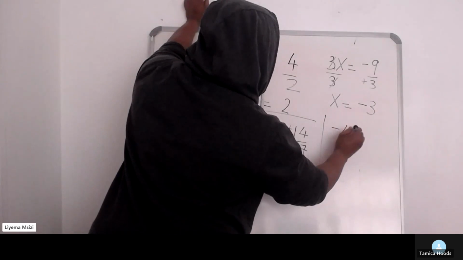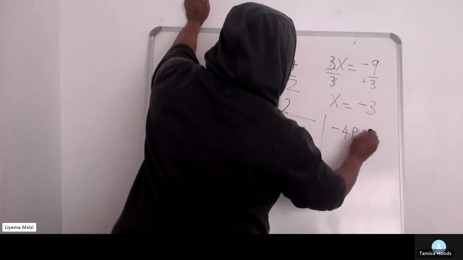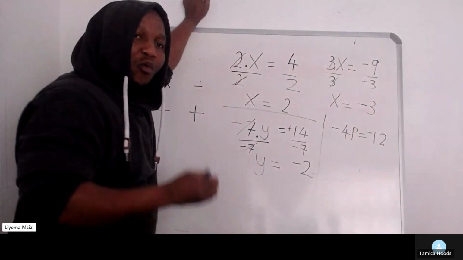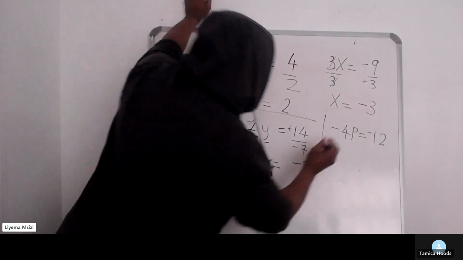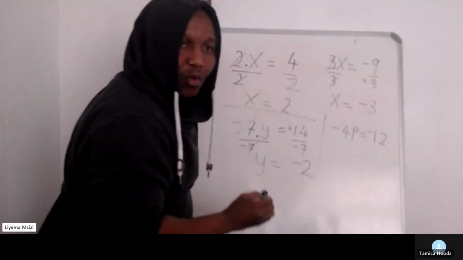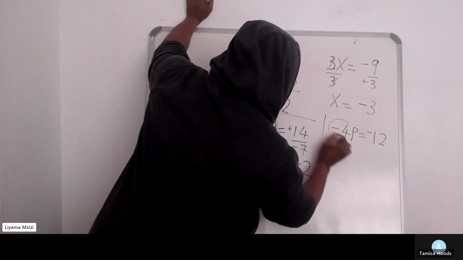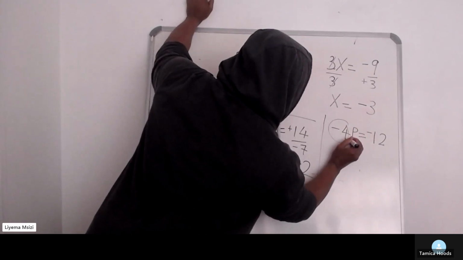Negative 4p equal to 12 minus. So I'm going to say, well, what do I need? I need the letter, which is p. What is the sign between? Remember, between negative 4 and a p. What is the sign between is?